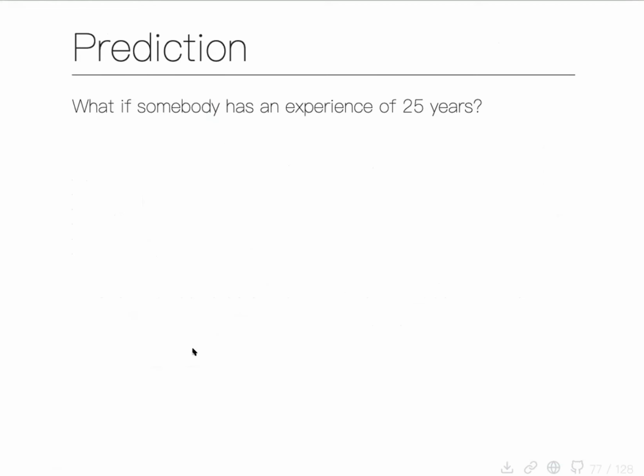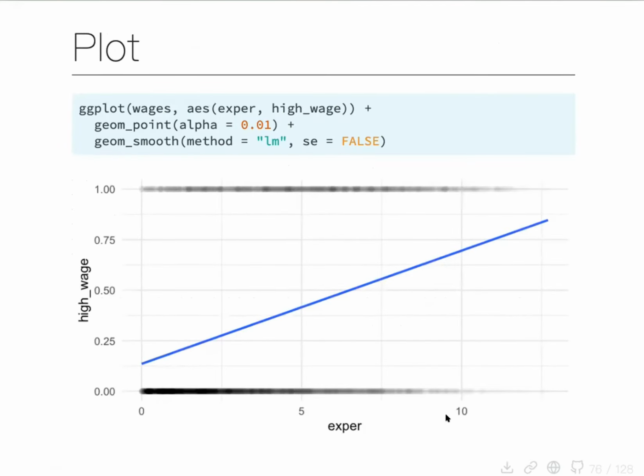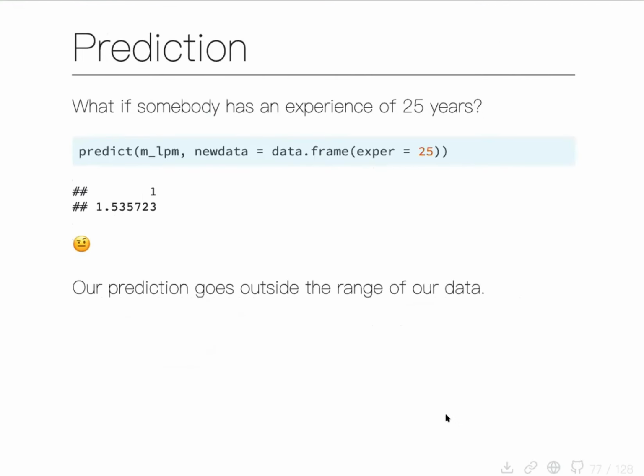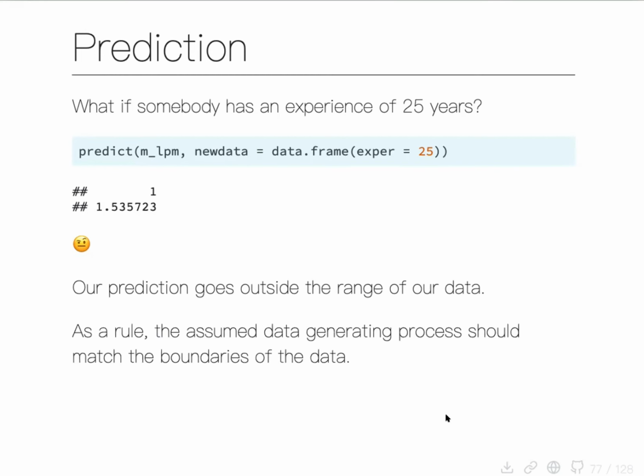The problem is we're only looking at the data here for 10 years, which is actually, I think, the range of our data. But let's imagine for a second that we had somebody who had 25 years of experience, right? In that case, our model would predict a value of 1.5, which is impossible, right? That goes outside of the range of our data. Our data are bound between 0 and 1. There's only two values, right?